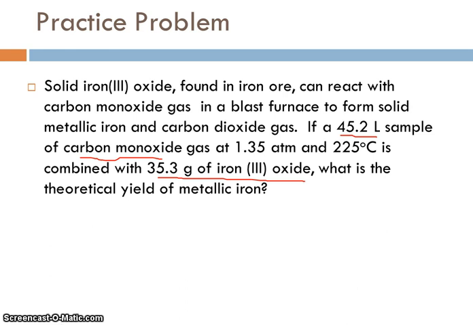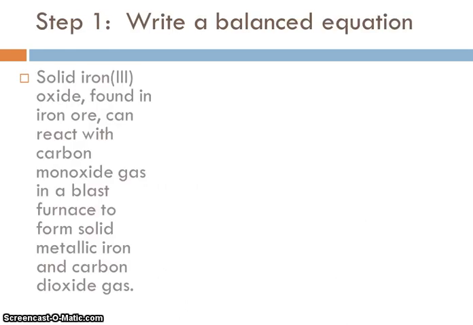That's how I know this is a limiting reagent problem. So our first step is to write a balanced equation. So I've got just the description of the equation here. Iron 3 oxide reacting with carbon monoxide gas. So I do need to make sure my formulas are correct, and they are. And then I'm going to make solid metallic iron and carbon dioxide gas.